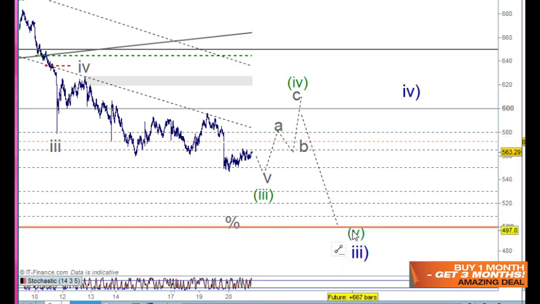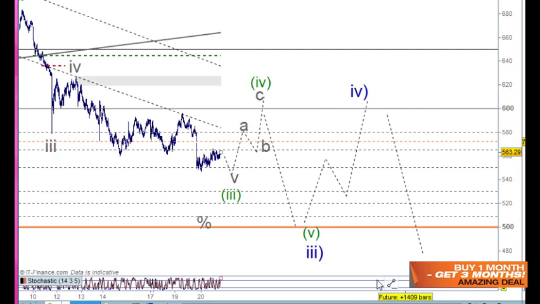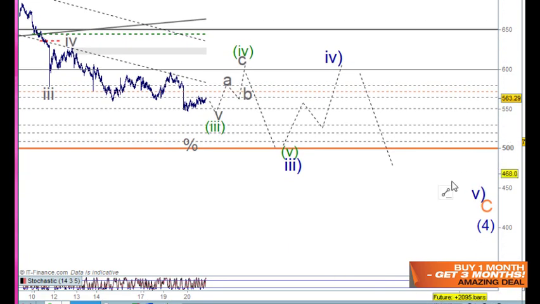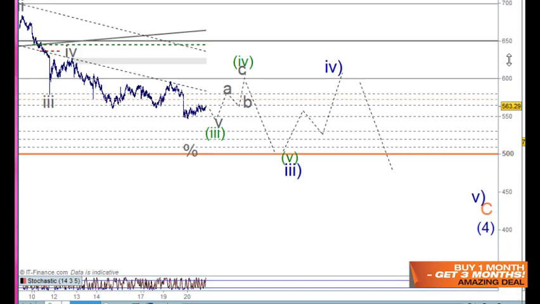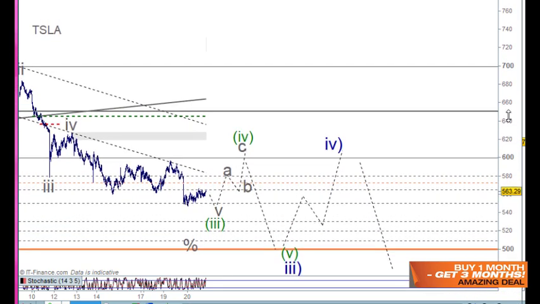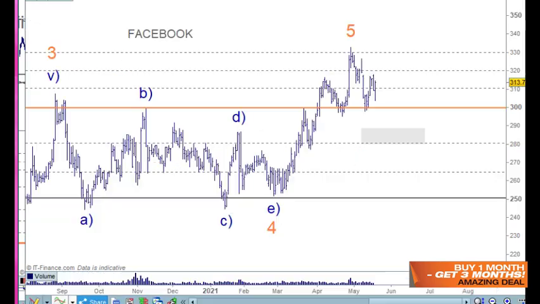But then once it gets to the 500, there is going to be buyers there, so there will be a bounce. And that will take us up into wave 4 before tiring out and getting hammered again and being pushed down again. It probably could take us down into 400, but we'll just count the waves as we go. Yeah, so that one's going okay.